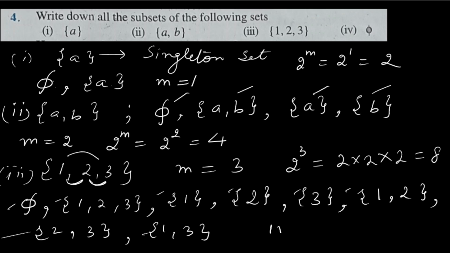Fourth one is phi. Phi means what? Phi means empty set. Empty set means it does not have any element. So that means in this case m is equal to 0. If m is equal to 0, how many subsets will we get? 2 raised to power m is 2 raised to power 0, which is equal to 1. Any number to the power 0 is equal to 1. So it will have only one subset, and that will be phi itself. So with this we have completed question number 4 also.